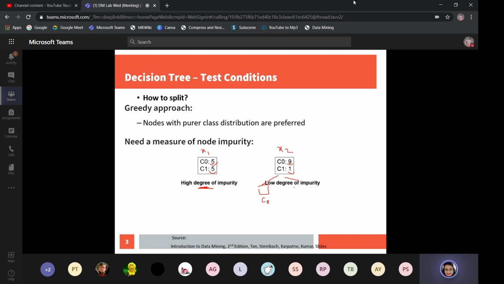See, the idea was, if you remember, that we were trying to predict a class of a new record. So based on older records, you are figuring out what is giving you maximum information or maximum purity or minimum impurity. So we will prefer nodes with purer class distribution.